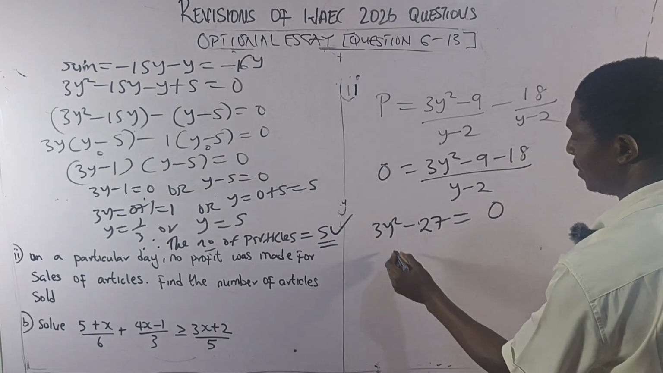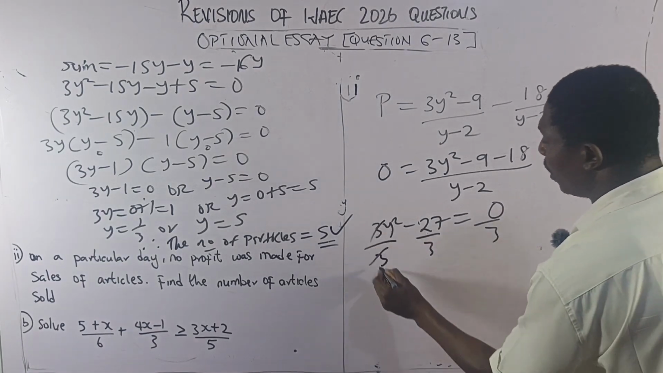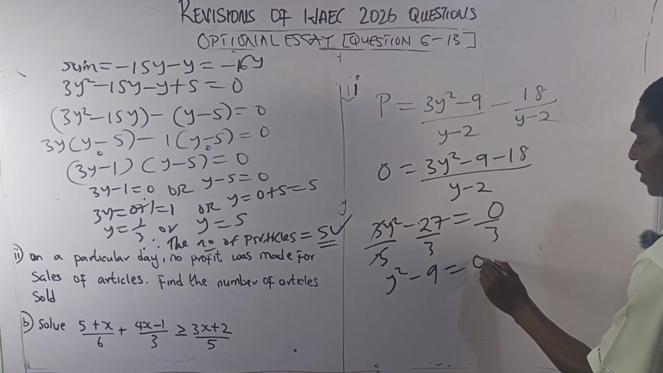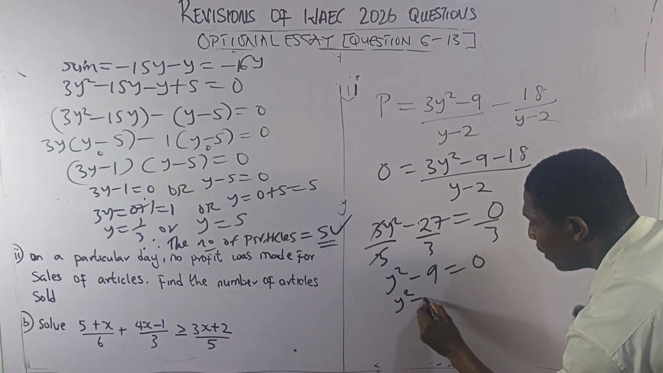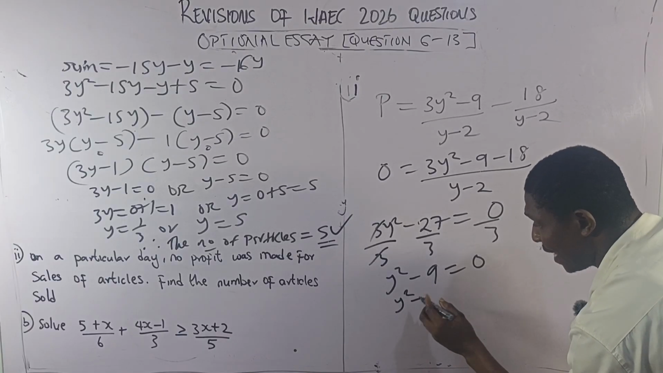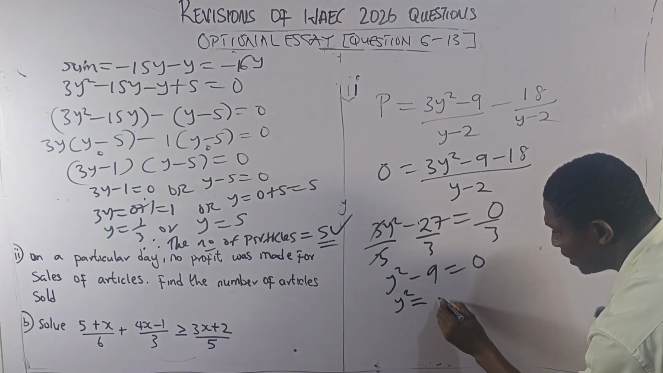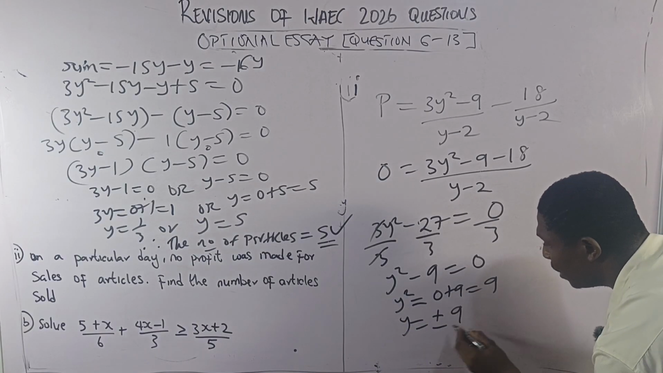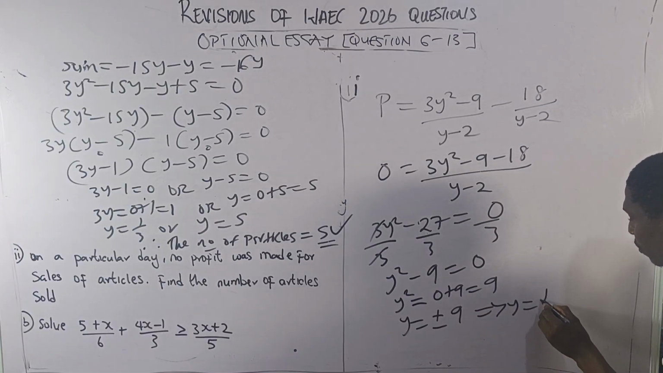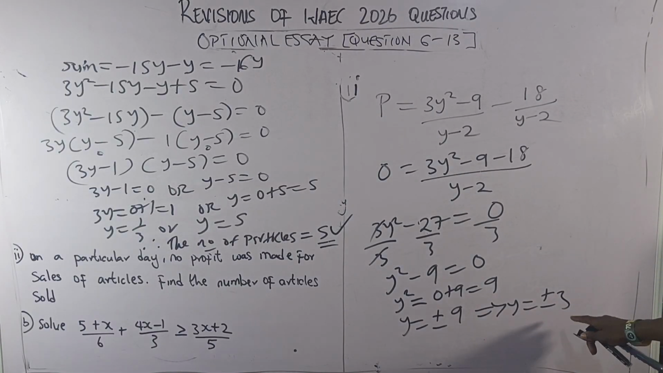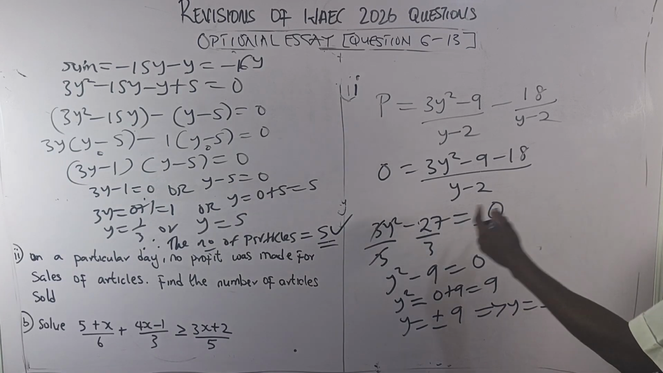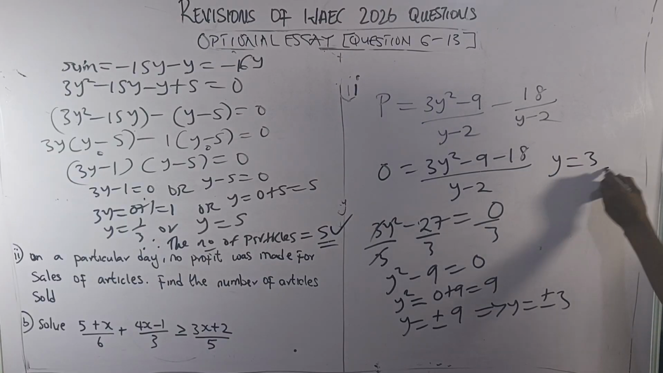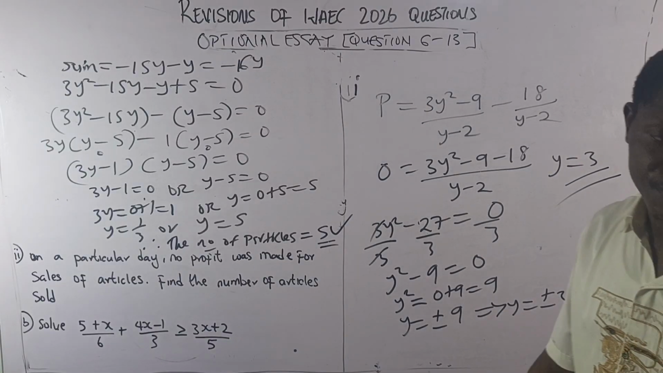Now I can divide through by 3, all over 3, all over 3. I'll have y squared minus 27 divided by 3, which is 9, equals 0. Now y squared minus 9 equals 0, so y squared equals 9, and y equals plus or minus 3. And since the number of particles can never be negative, the number of particles sold for no profit simply means y equals 3, which is my answer. Thank you.